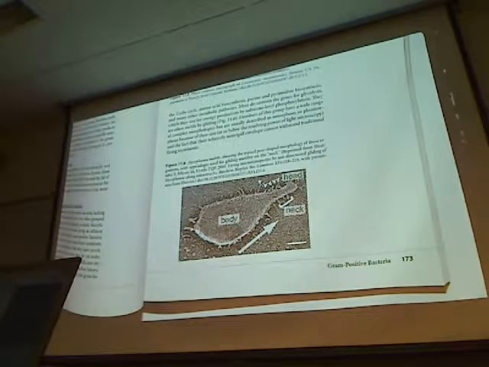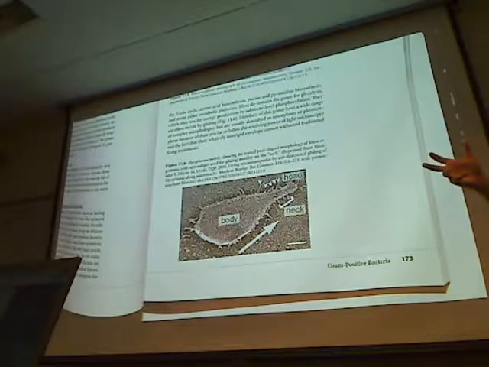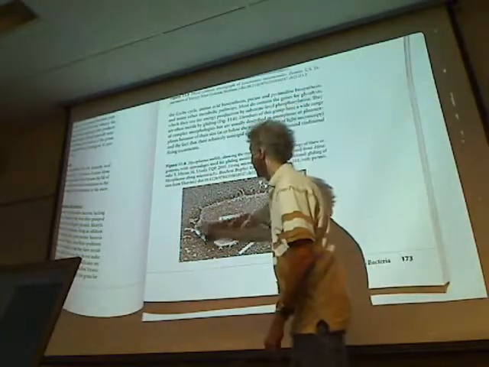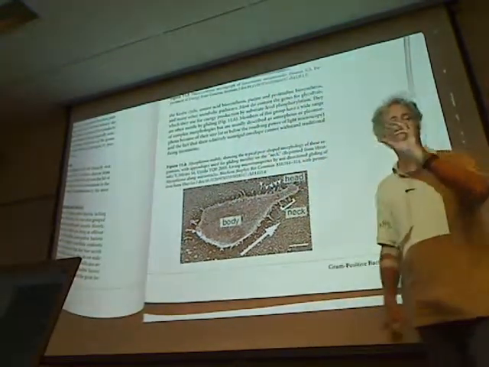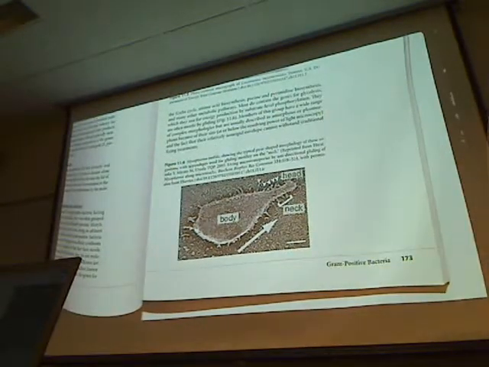Oftentimes, these are described as amorphous organisms. This is false. It's just that they lack a cell wall, and when you fry and dye them on a slide, they don't retain their shape. But in reality, they have this pear shape, and this end of the cell adheres very tightly to the surface of epithelial cells. That's the attachment.